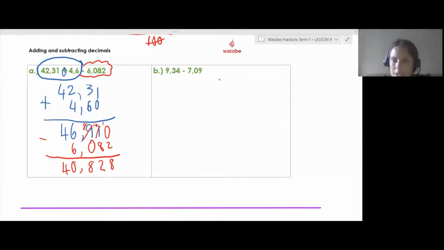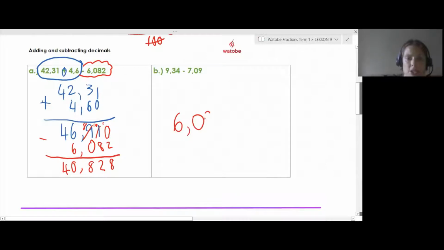How do you know where to put the zeros? Because I keep putting the zeros in places where they're not supposed to be. Okay, that's a very good question. I like that question. Well done. So when we've got a number like 6,082, maybe I've only got 2 decimal places here.